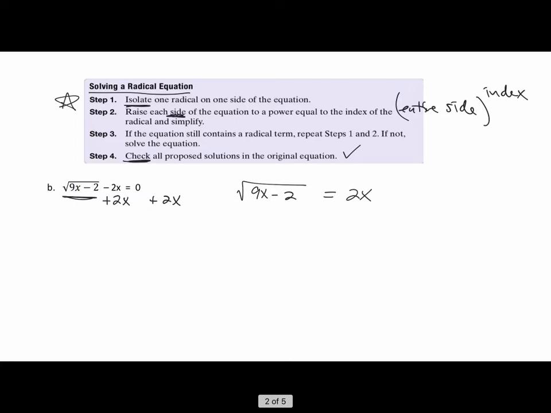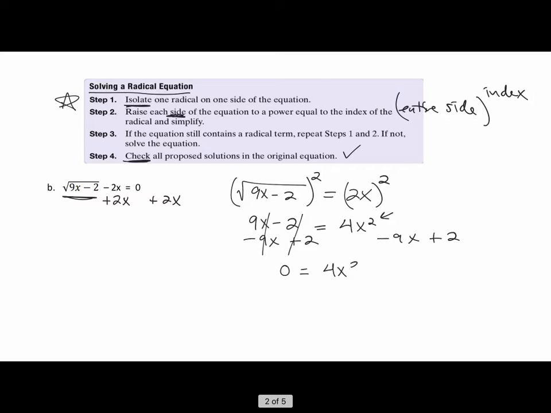Now I'm going to use the power rule. So raise the entire sides to the power of the index, which is 2. So that leaves just the radicand on the left side. On the right side, I've got a product to a power. So 2 squared times x squared is 4x squared. And now I can see that this is a quadratic equation because it's degree 2. So I want everything to be on that same side. I'm going to opposite both of these terms here. Minus 9x plus 2. So that I have just 0 on the left side. And then none of these are like terms on the right, so they all stay separate.